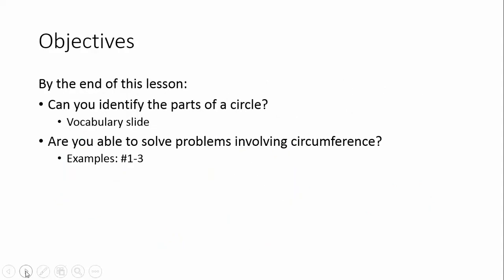So can you identify the parts of the circle? Go back and review that vocabulary slide and then the picture of the circle that followed. And can you solve problems involving circumference? We did 3 examples in the notes, and we'll do some more on the circles worksheet.